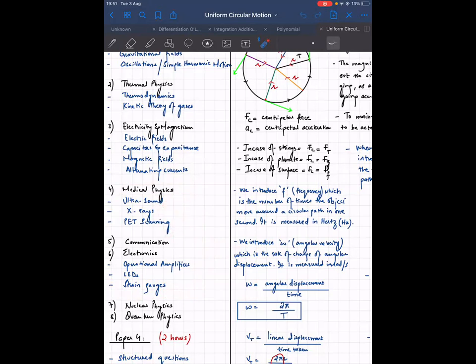After that comes communication. In communication as well, we do have physics, and you might have heard about FM and AM, FM radio and all. So FM and AM are again concepts that are used in physics.